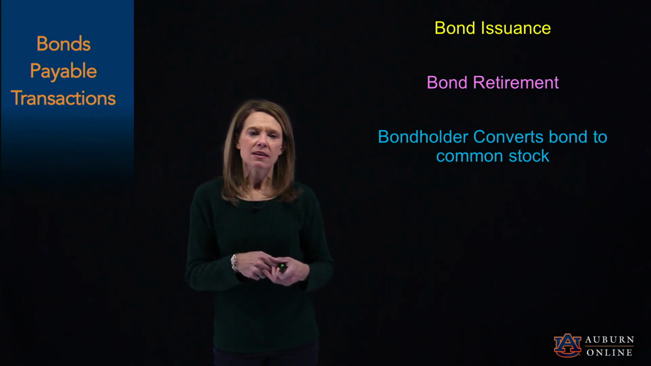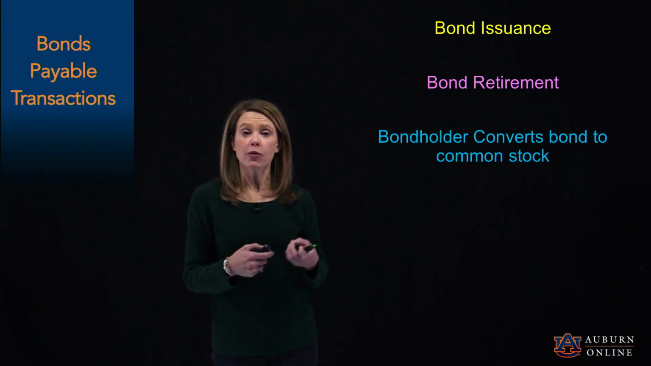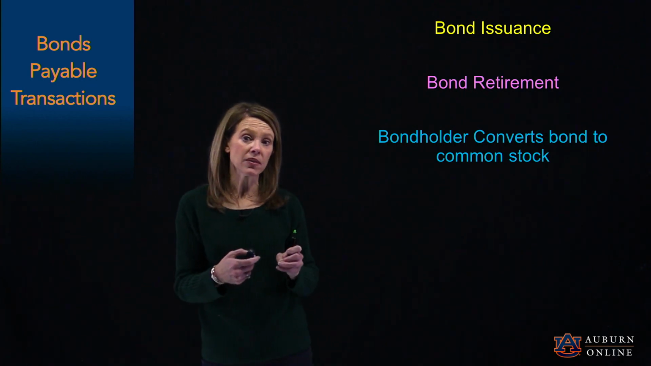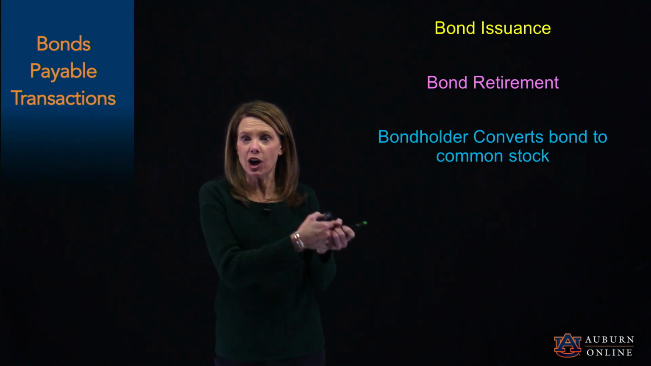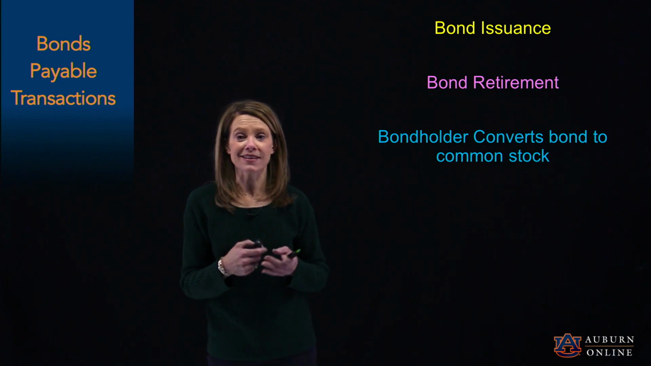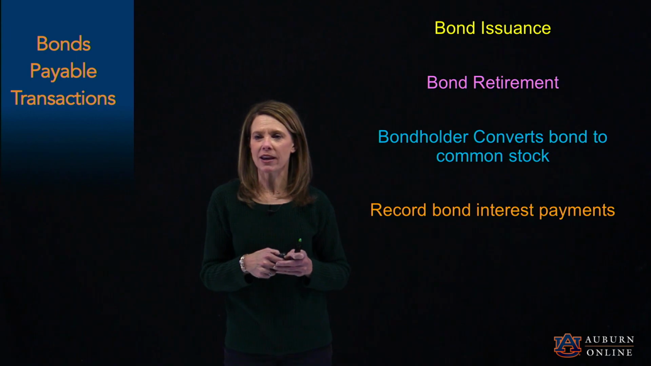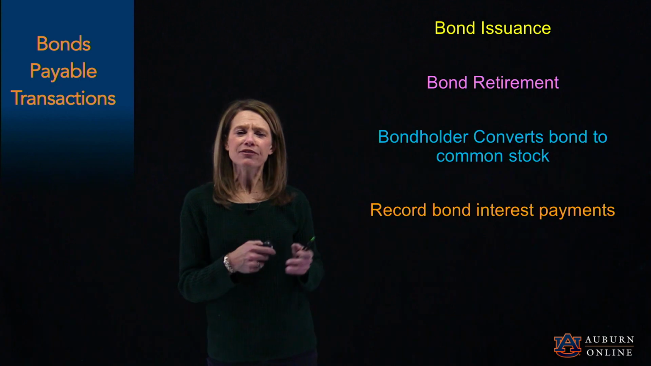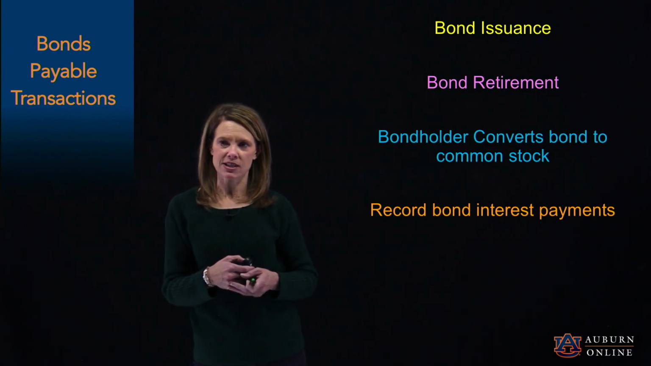Sometimes bonds are sold with a conversion privilege for the bondholder to convert that bond into common stock. So we're talking about the ability of the debt holder to convert that obligation into ownership in our company. We're not going to get into those types of transactions in this class, but that would be a point in time where we would need to consider making a transaction related to bonds payable, so I wanted to mention it. Every time that we're making bond interest payments, we're going to have a transaction to make.